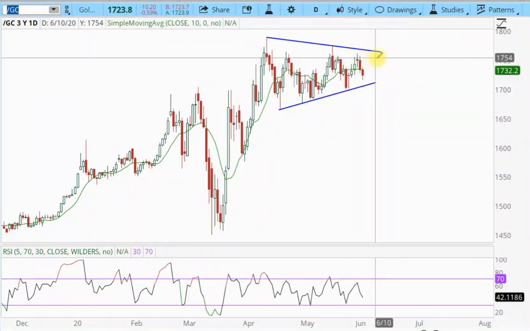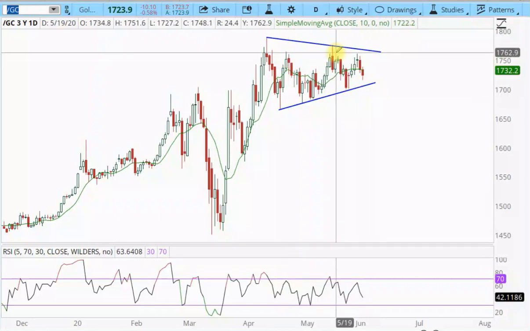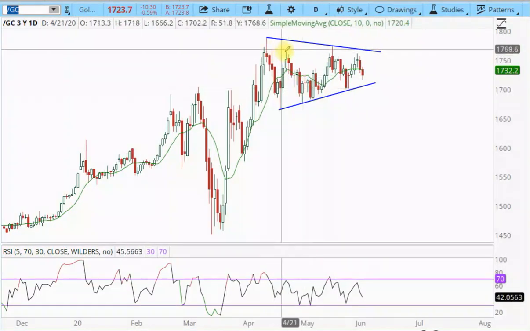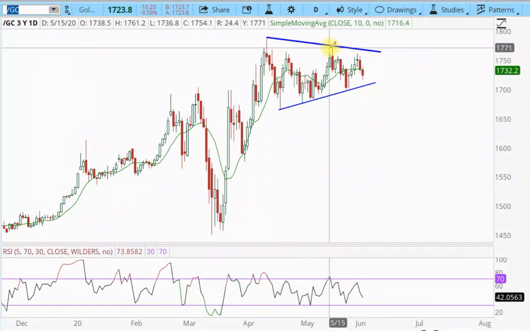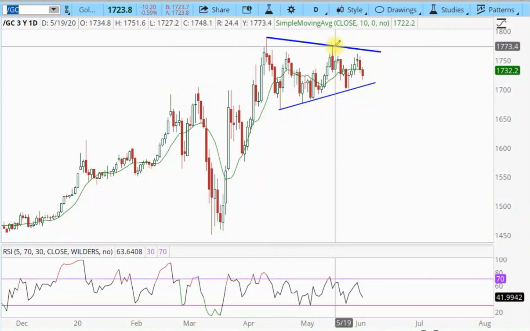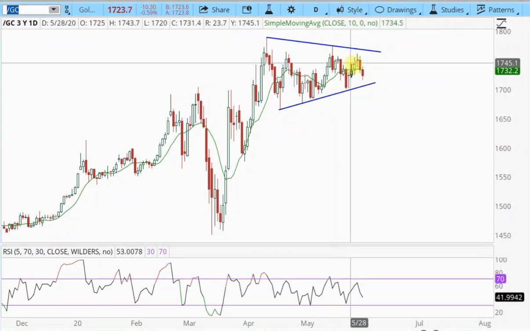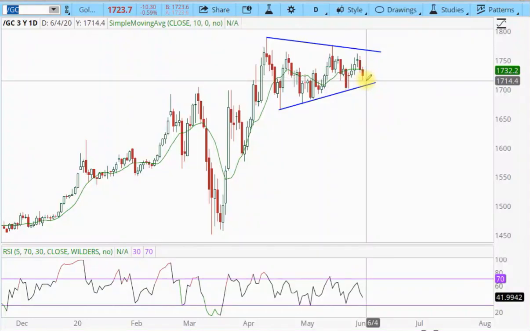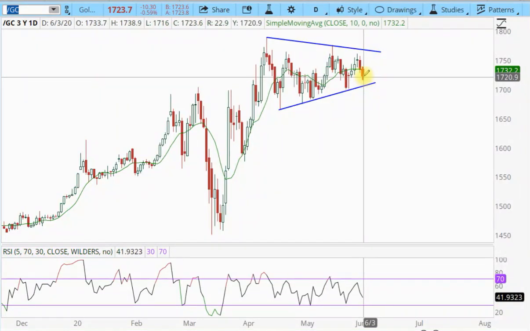But we have to finish this consolidation. We have to frustrate enough people, get them to throw in the towel. I'm starting to see it. People are getting frustrated. They're giving up. They're seeing comments that people will never trade metals again. The typical stuff we always see right before rallies begin.